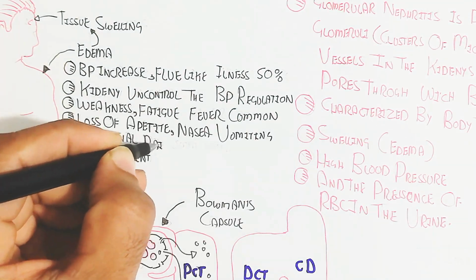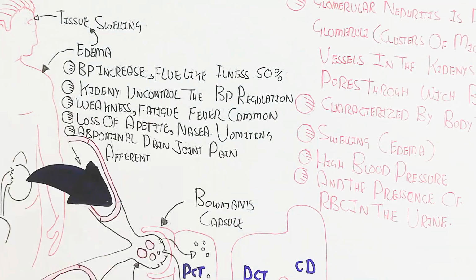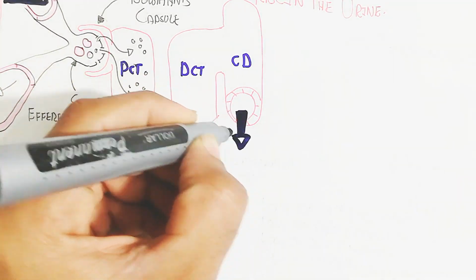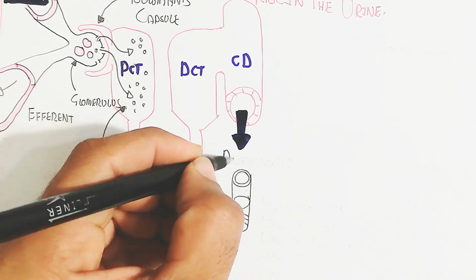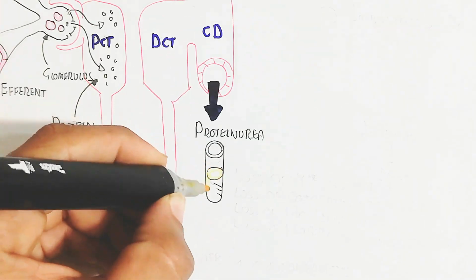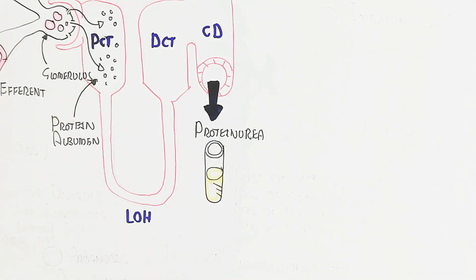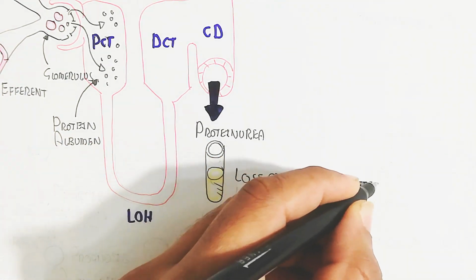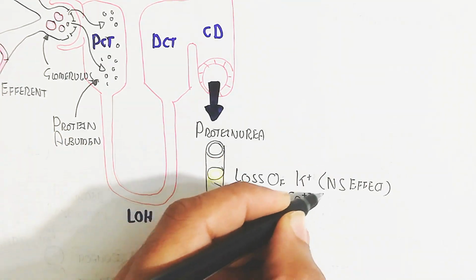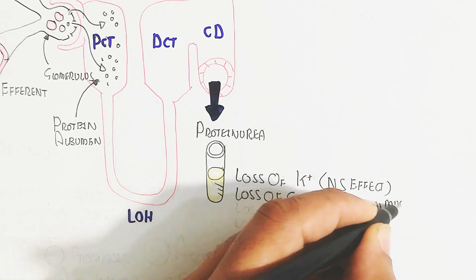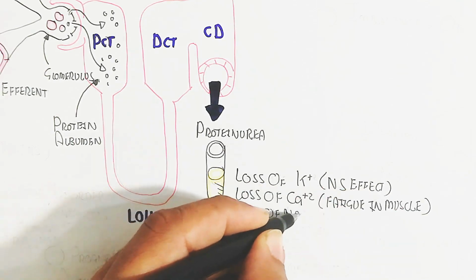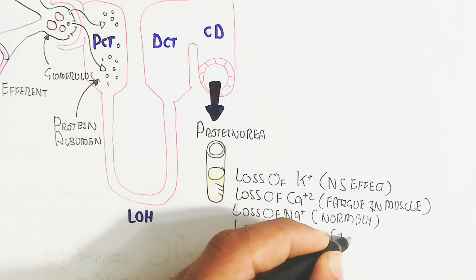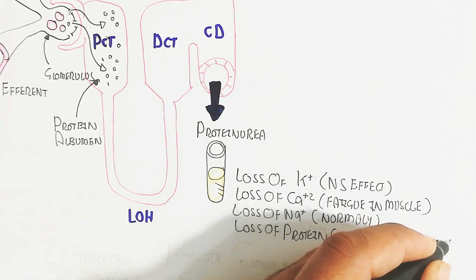Abdominal pain and joint pain will also occur due to the loss of sodium, calcium and potassium. This is the urine which contains protein. Albumin in the urine is known as proteinuria. The loss of potassium affects the nervous system, loss of calcium causes fatigue in muscle, and loss of sodium and protein causes imbalances of ions.